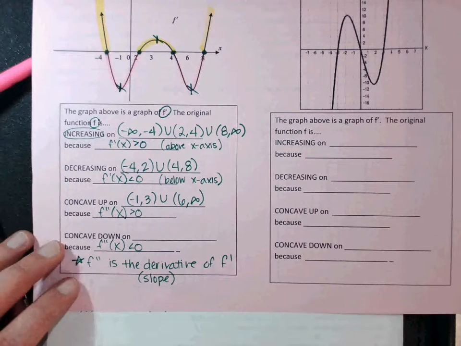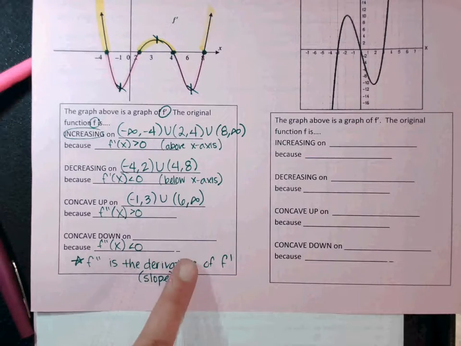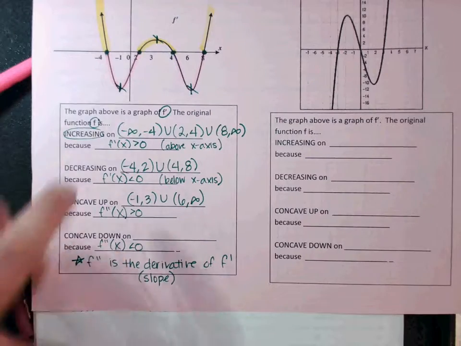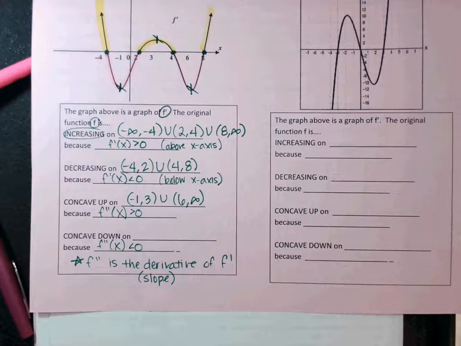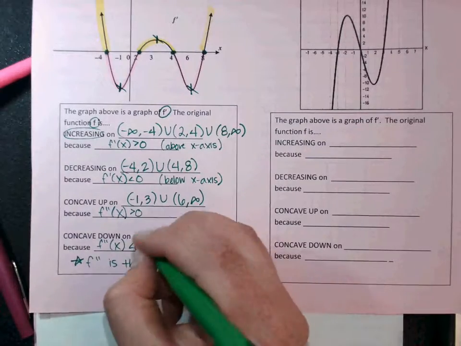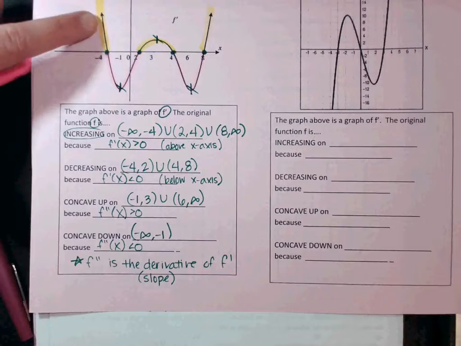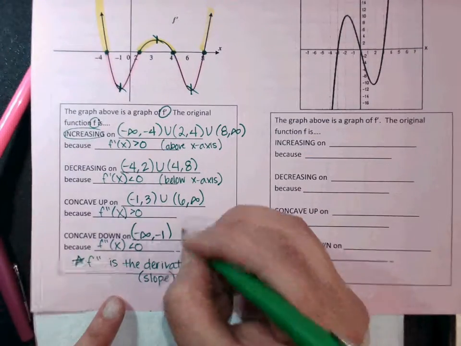Now we want to know where f is concave down. But remember, f double prime is the slope of f prime. So if I want the second derivative to be negative, I want f prime to have a negative slope. Where does that happen? Negative infinity till negative 1. That's this chunk right here where it's going downhill. And then from 3 to 6. Very good.